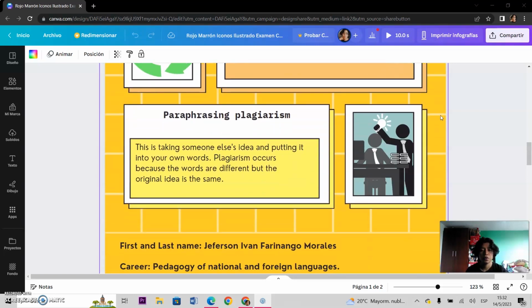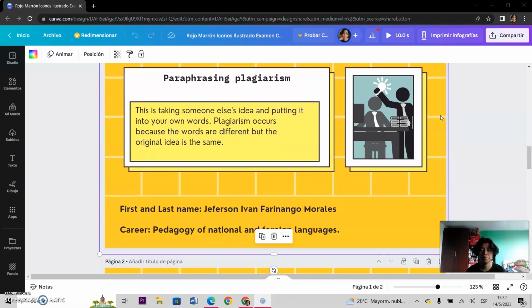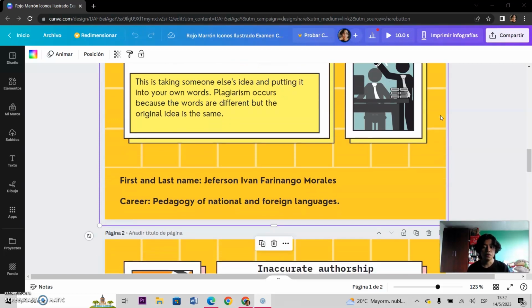Fifth is paraphrasing plagiarism. This is taking someone else's idea and putting it into your own words. Plagiarism occurs because the words are different but the original idea is the same. This is because the student does not have a clear idea or does not understand what constitutes plagiarism.